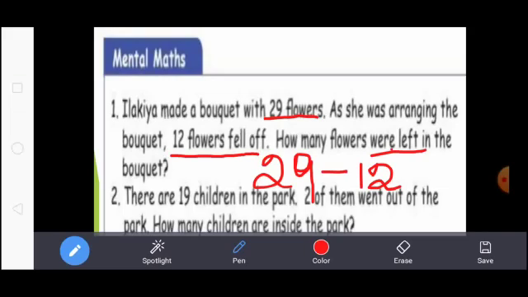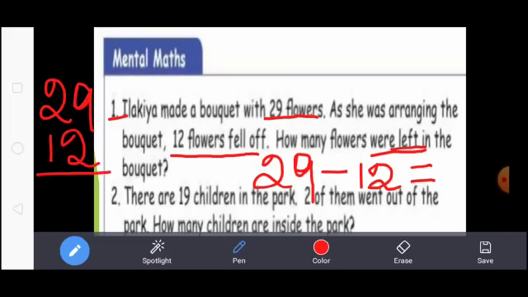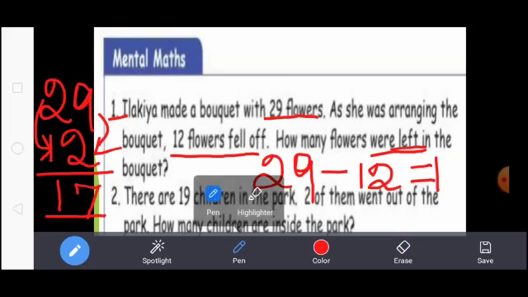Here keyword given, left. Left means what you do? You do subtraction. 29 minus 12. First you do subtraction in ones place. 9 minus 2, 7. Next you do subtraction in tens place. 2 minus 1, 1. So answer 17. How many flowers were left in the bouquet? 17 flowers.